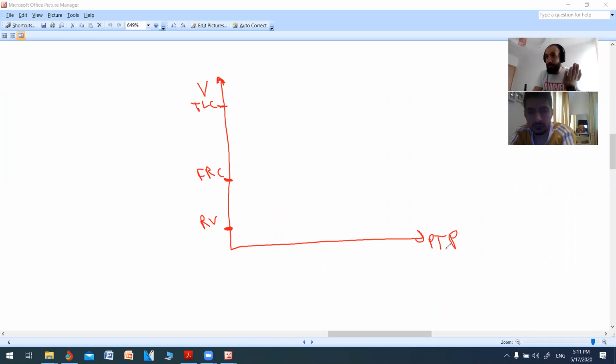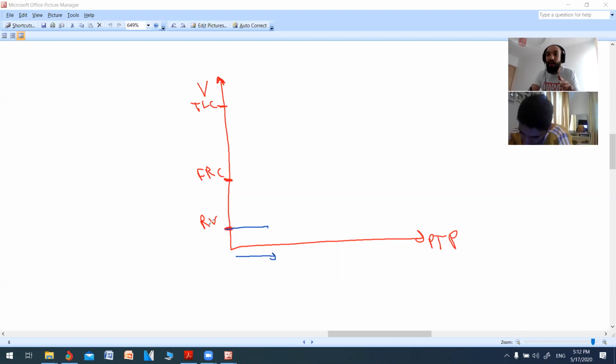I should increase the PTP, right? So I will increase the PTP like this. What do you expect to see with the volume when you increase the PTP? It increases too. But if you look here, it will not increase. What is the meaning of this? It means that it's still too difficult to open the small alveoli even if I increase the pressure, right? Why? Because when the alveoli are very small, you have a very strong surface tension. So until I beat this surface tension, the volume will not increase.